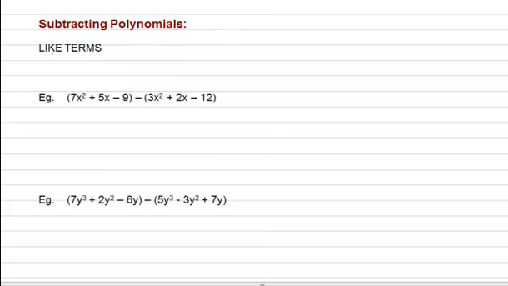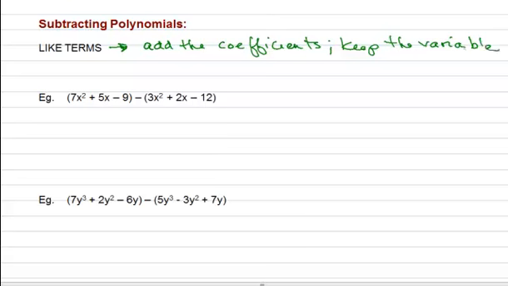Okay, so we're going to go ahead and subtract polynomials. This is very much using the same skill set that we did for adding polynomials. We do have to add one thing. So the like terms, we have to use that again. So we recognize like terms, and then we combine them by, of course, we add the coefficients and keep the variable, once, of course, we have ascertained it is indeed a like term, or they are like terms.